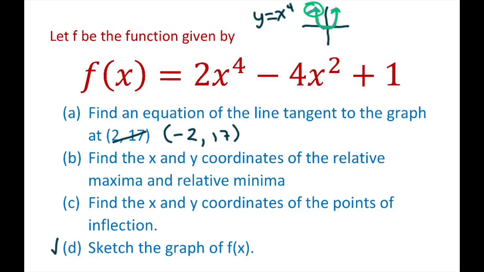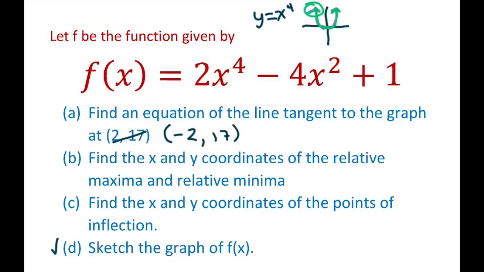So we're going to go through all this, find the equation of the tangent line to the graph, and it's going to be at -2, 17. We've got to find the x and y coordinates of the relative or local maximum and relative minimum, and also the x and y coordinates of the points of inflection.